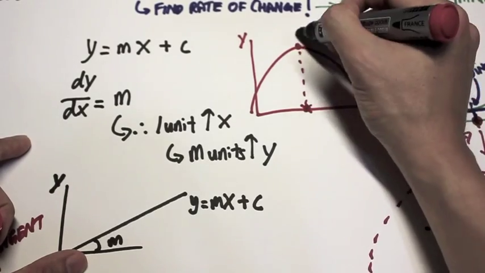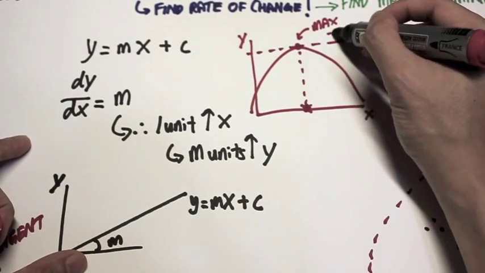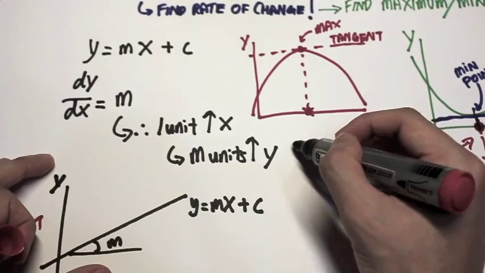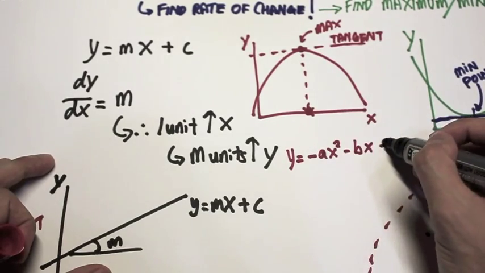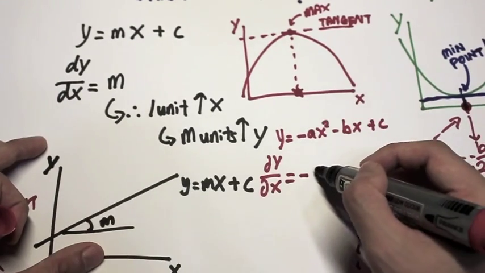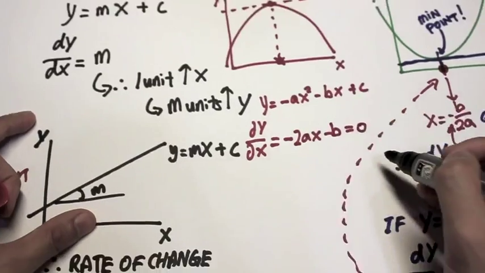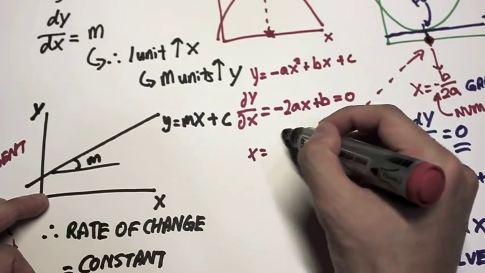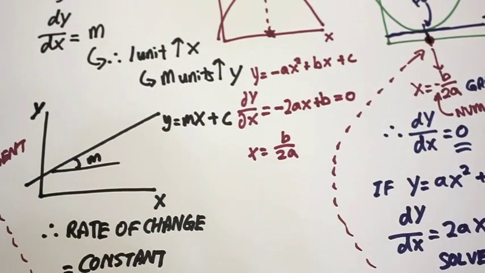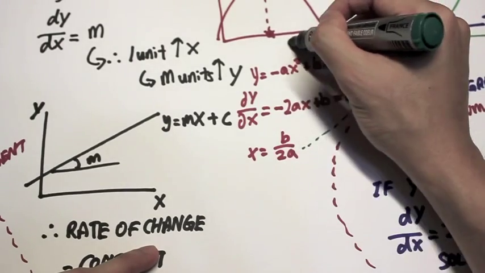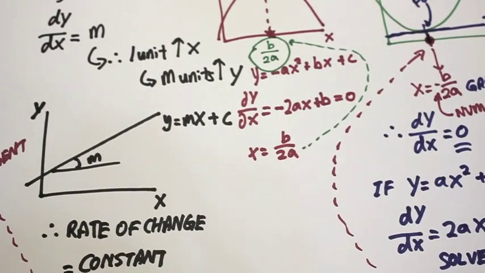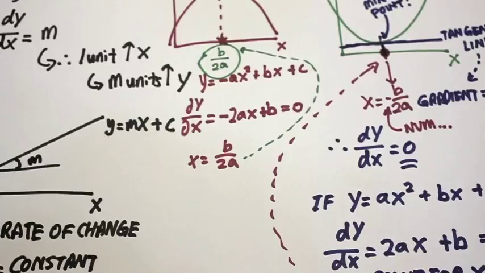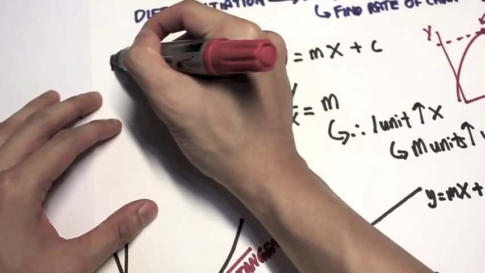So let me give you an example. This is an example of a maximum point. As you can see, again, that tangent is basically where the gradient is equal to 0. So we differentiate y with respect to x, we equate that to 0, and then we solve for x again. So we know that the function is maximized when x equals b over 2a. So that is another reason why we actually differentiate.